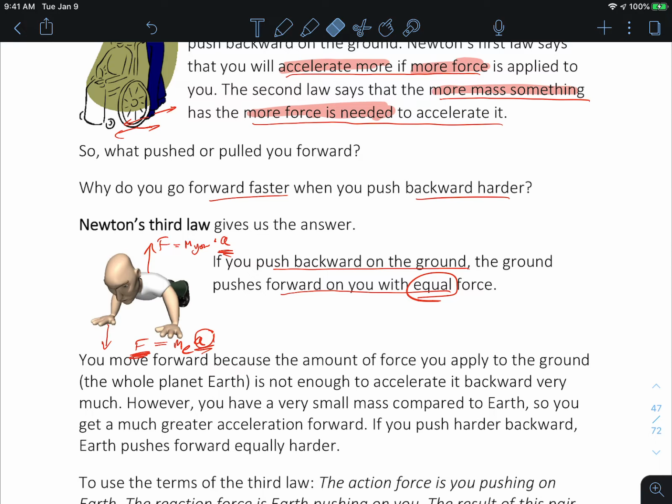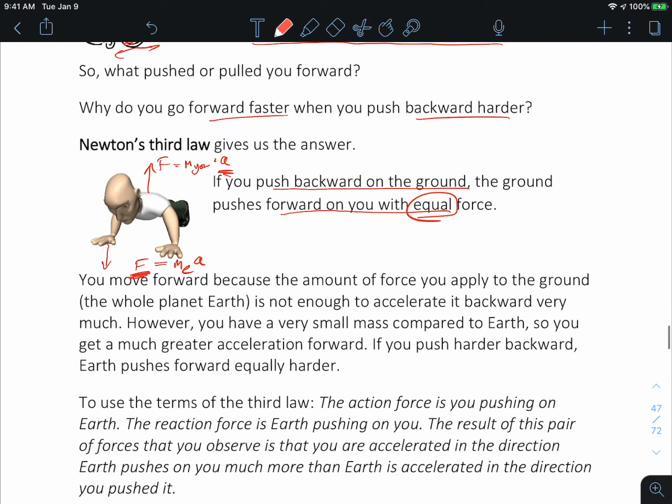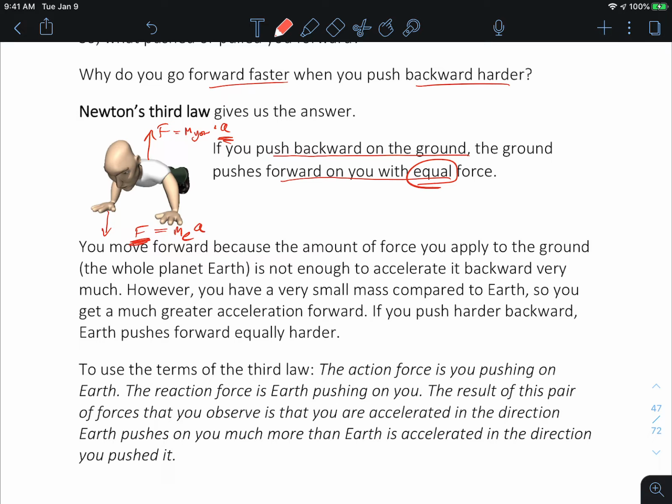There's a thought experiment that we might work out in a physics 30 class: what if every single person on Earth tried to jump at the same time from the same position? Would that be enough mass that we could exert enough force to actually move the Earth? I believe someone worked out the math on that. I'll let you think about that one. The answer is no. So you move forward because the amount of force you apply to the ground, i.e. the whole planet, is not enough to accelerate it backwards very much.